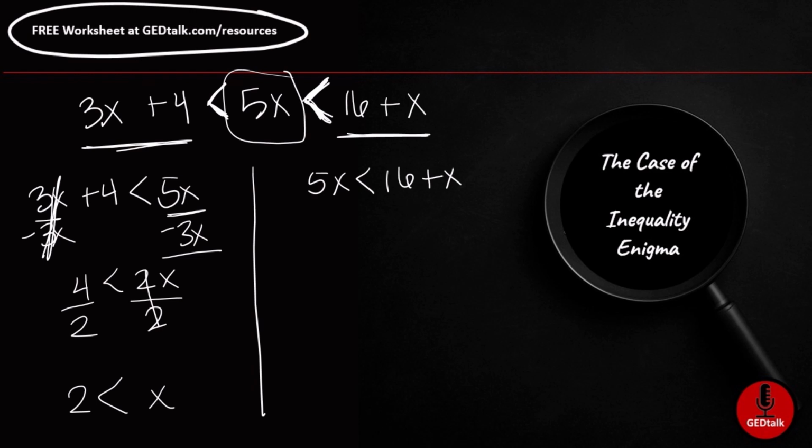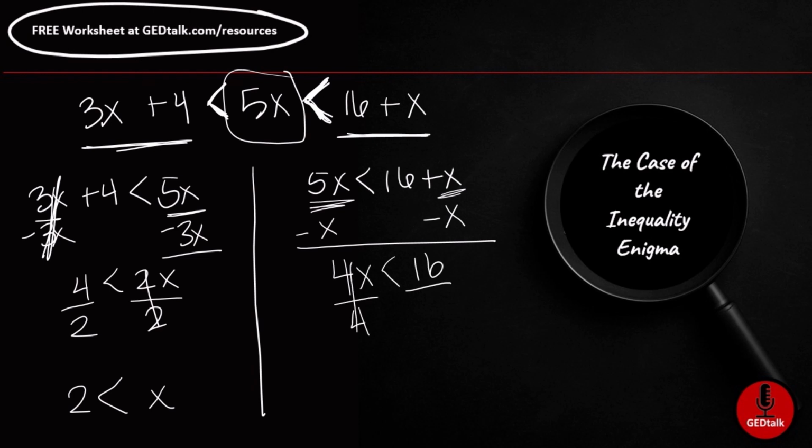The other inequality, I have like variables and I want to get them together. So I'm going to subtract the x from the right and bring it over to the left side. So 5x minus 1x will be 4x is less than 16. Divide by 4 on both sides. So 16 divided by 4 is going to be 4. So x is less than 4. So the answer for this problem is going to be 2 is less than x, which is less than 4.